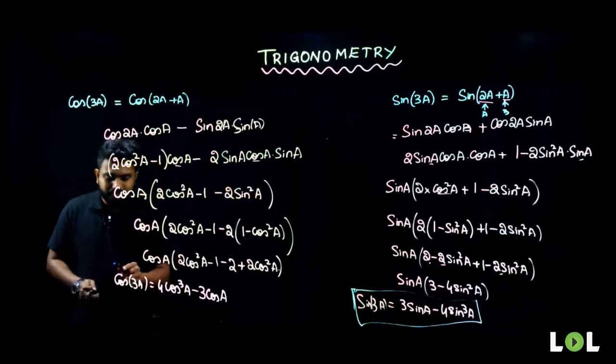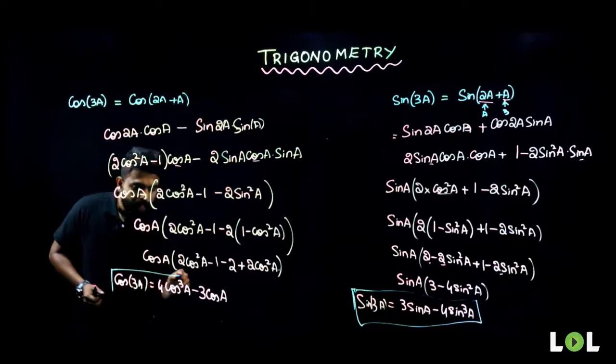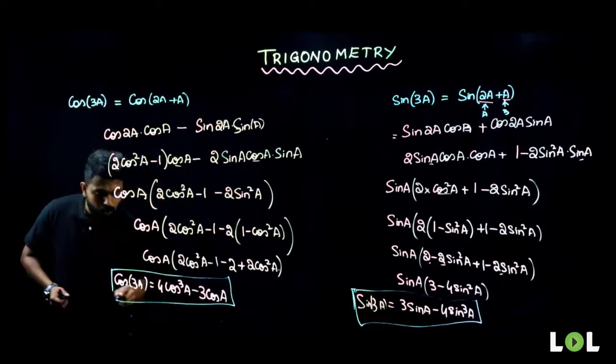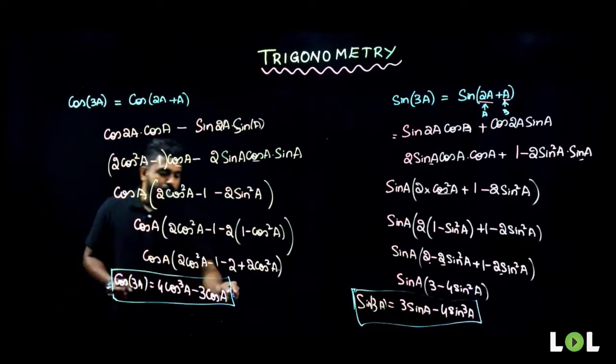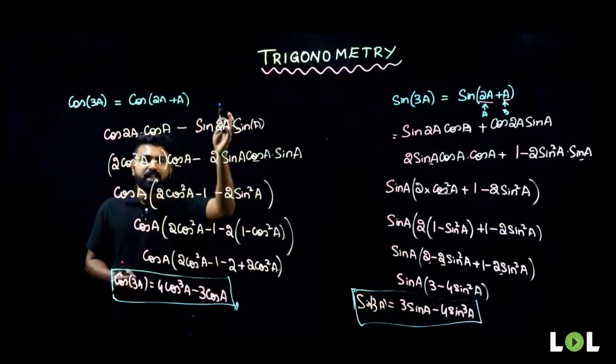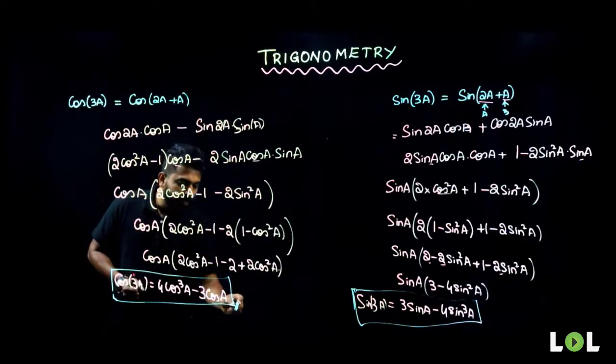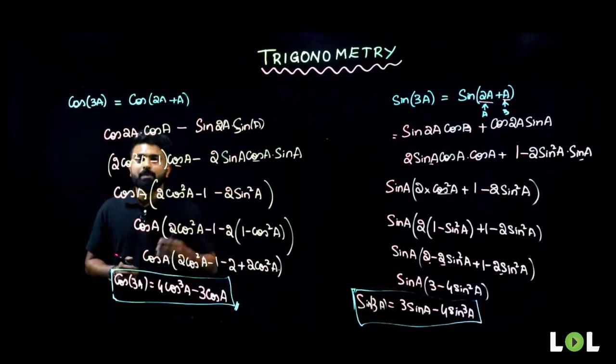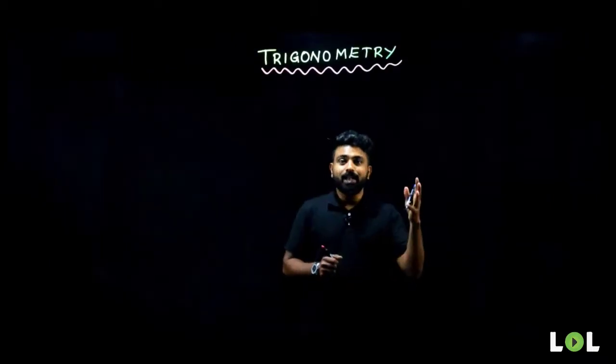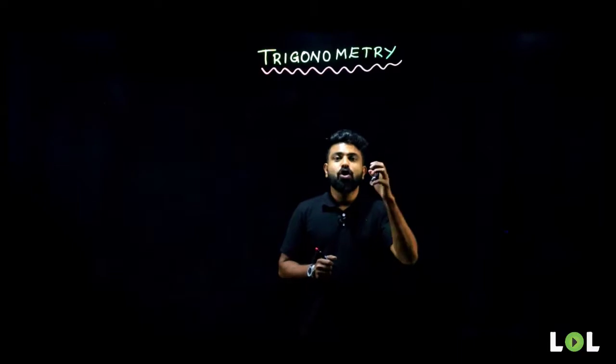And you people once again need to remember this formula. So if you are not able to remember this formula, use the derivation that I've used here. Try to understand how we arrived at this formula so that it will be very easy for you people to remember this formula in the examination. Now we are done with sin of 3a and cos of 3a.